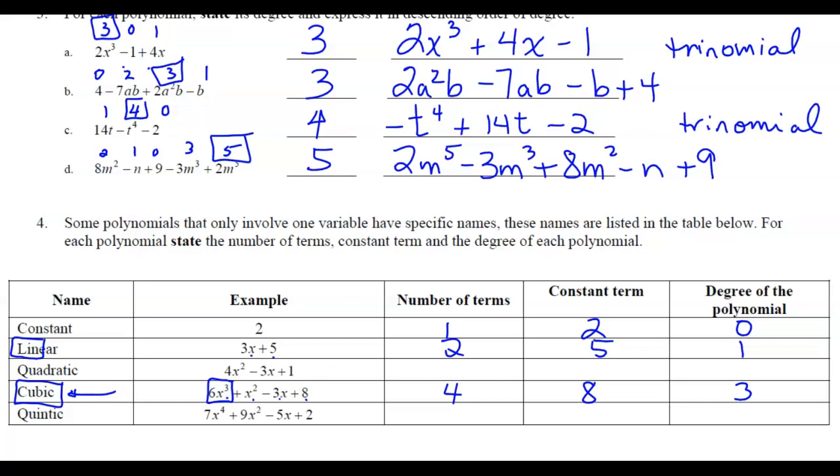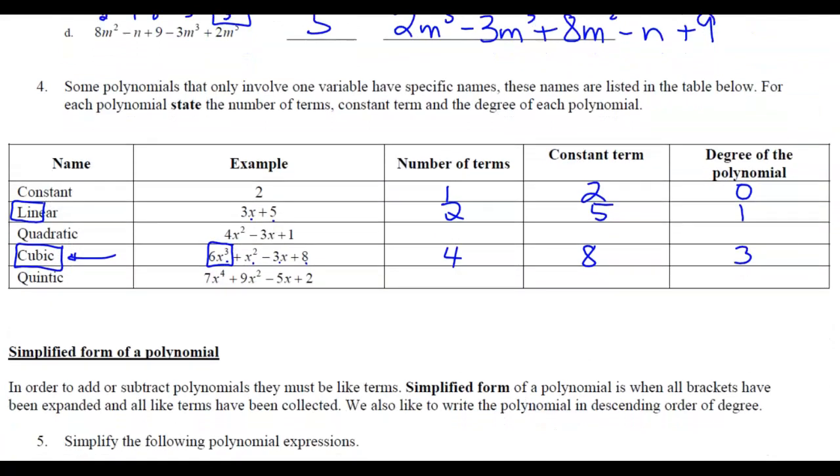In Math 11, whether you take 20-2 or 20-1, you're going to spend a lot of time talking about quadratics. So quadratics is degree 2. Okay, so that has degree 2. In this case, it has 3 terms. It doesn't have to be 3. And the constant term is 1.